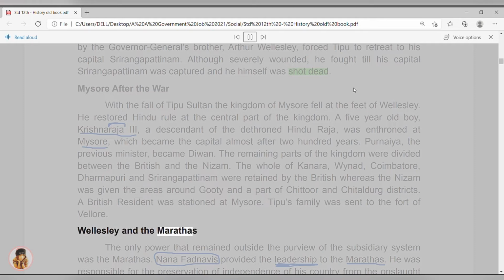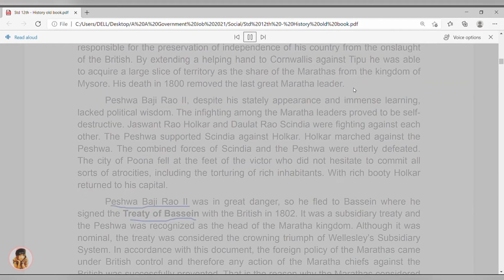Wellesley and the Marathas. The only power that remained outside the purview of the subsidiary system was the Marathas. Nana Fadnavis provided the leadership to the Marathas. He was responsible for the preservation of independence of his country from the onslaught of the British. By extending a helping hand to Cornwallis against Tipu, he was able to acquire a large slice of territory as the share of the Marathas from the kingdom of Mysore. His death in 1800 removed the last great Maratha leader.